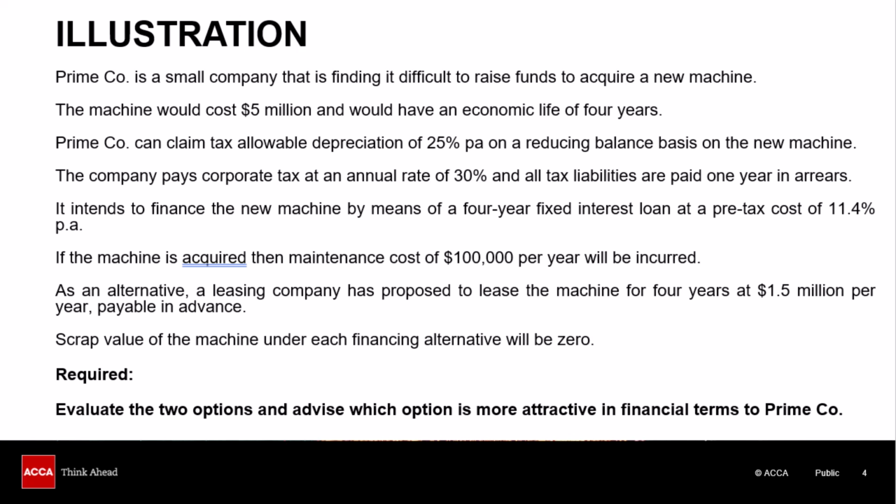As an alternative, a leasing company has proposed to lease the machine for 4 years at 1.5 million per year payable in advance. Scrap value of the machine under each financing alternative will be zero. Required: evaluate the two options and advise which option is more attractive in financial terms to Prime company.